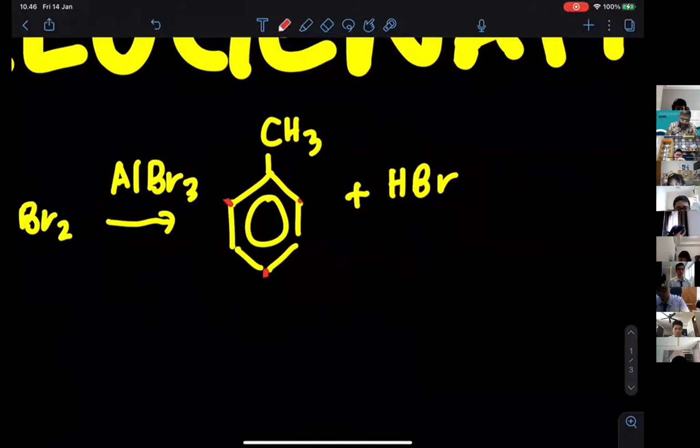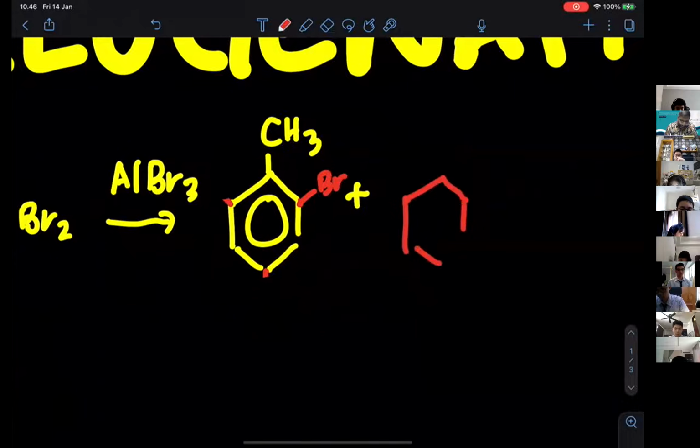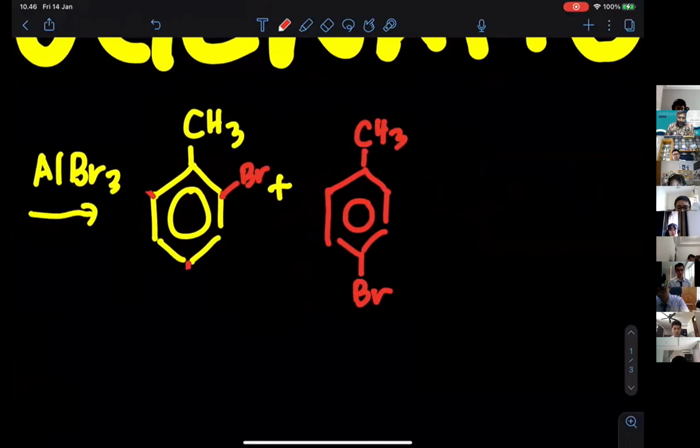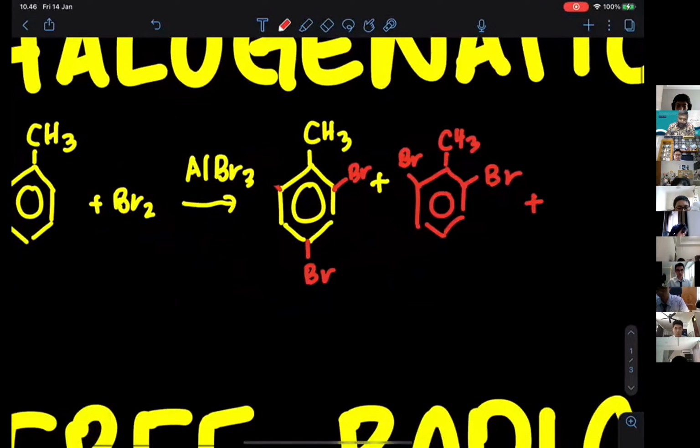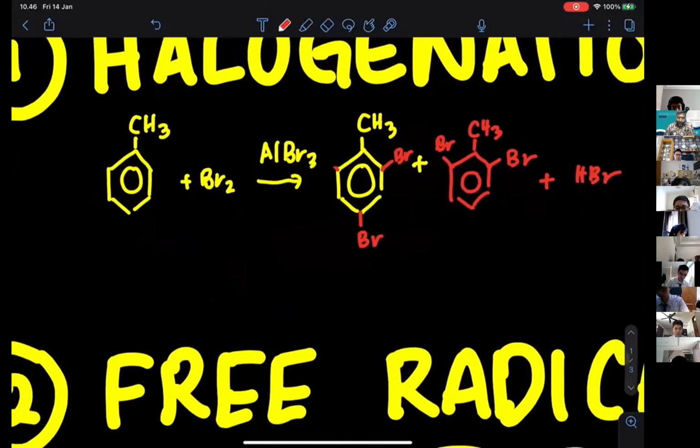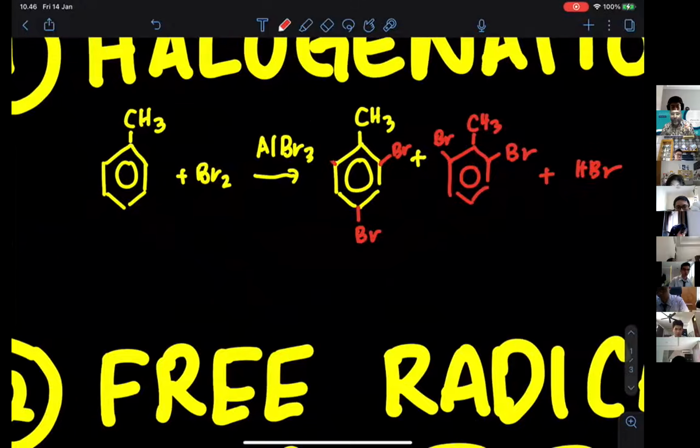So maybe first, you are going to get the methylbenzene with Br here. Sorry, one is going to be the Br here, another one is going to be the Br here, and then the Br here. And of course, this is going to be HBr. This is not balanced. We are not looking into the balancing part, but if you want to balance, definitely you can do it.